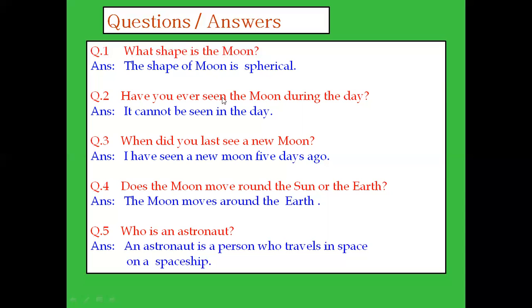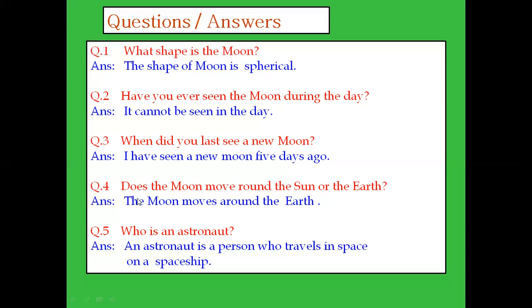Spherical means round. Okay. Question number 2. Have you ever seen the moon during the day? No, because we cannot see it in the day. So the answer, it cannot be seen in the day. Question number 3. When did you last see a new moon? I have seen a new moon 5 days ago.